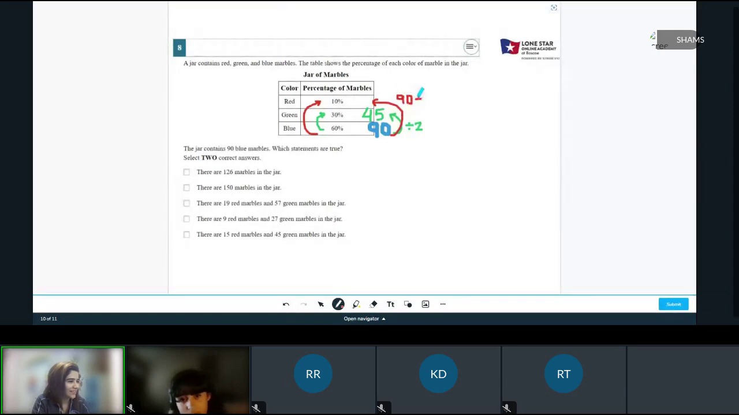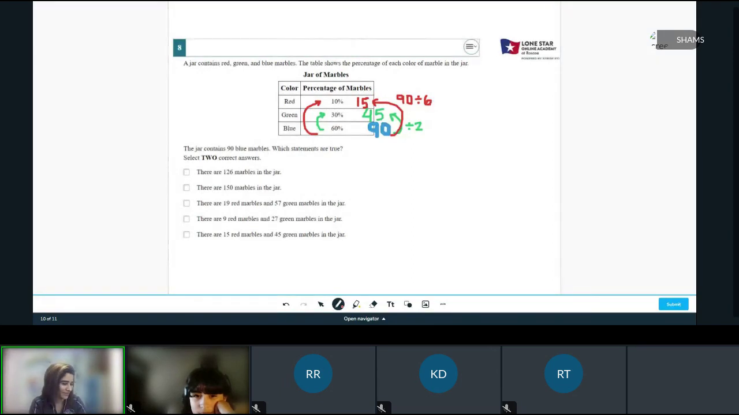Because it is just 10%. It is 6 times less. So you'll figure out how many are red, and you'll figure out 90 divided by 6 gives you 15 are red. Does that make sense to you guys? Or do you want other ways so you understand?